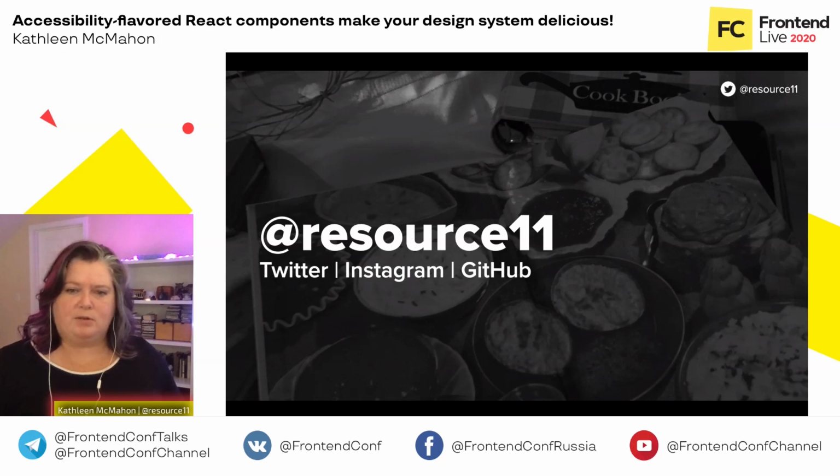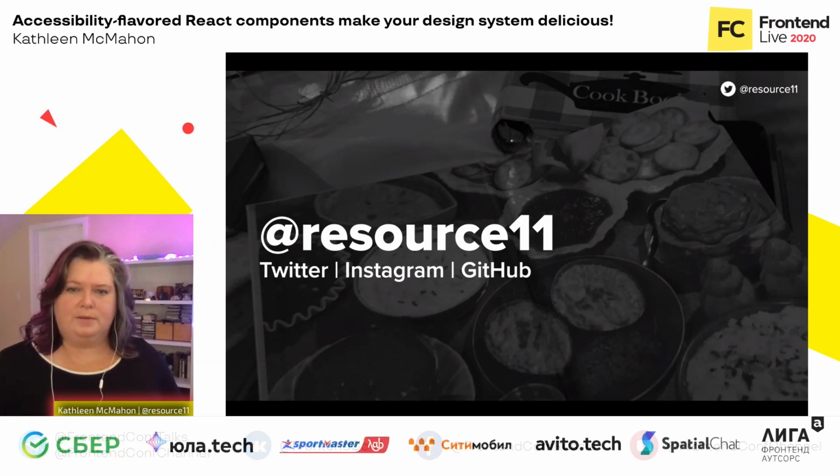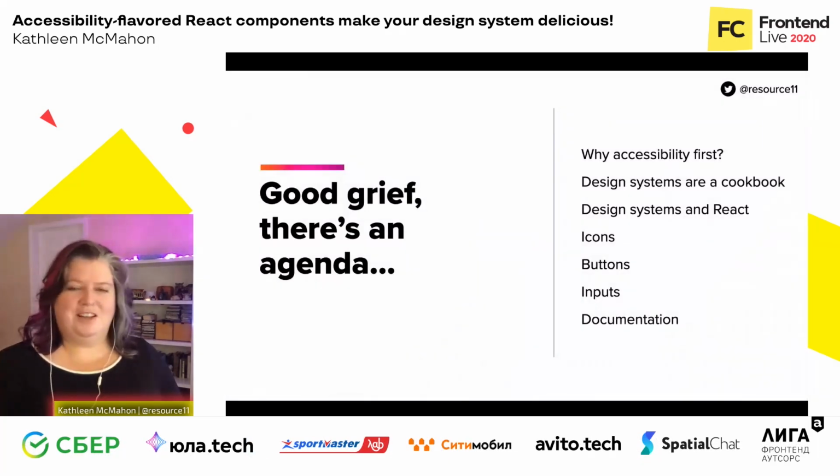Now, here's an outline of what we're going to be covering today. Yes, there is an agenda. Why accessibility first? Design systems are a cookbook. Design systems and React. We'll also talk about icons, buttons, inputs, and disclosure widgets. And we'll wrap up with some tips on documentation.